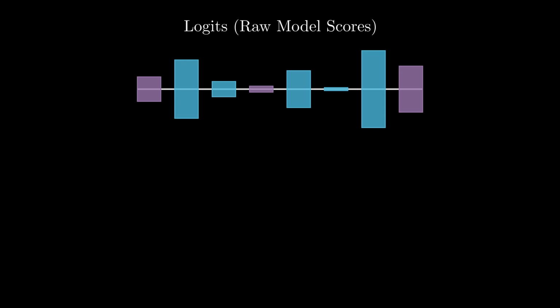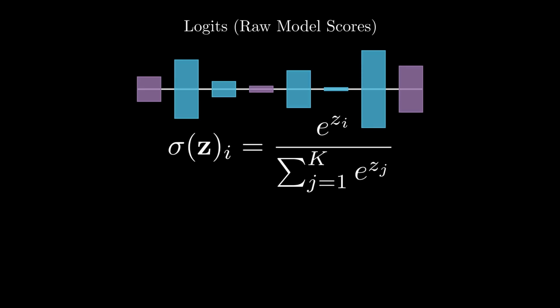So how do we turn this messy list of scores into a clean, understandable set of probabilities for picking the next word? For that, we need a crucial final step: a function called softmax. The softmax function looks a bit intimidating, but it performs two very clever and simple operations.